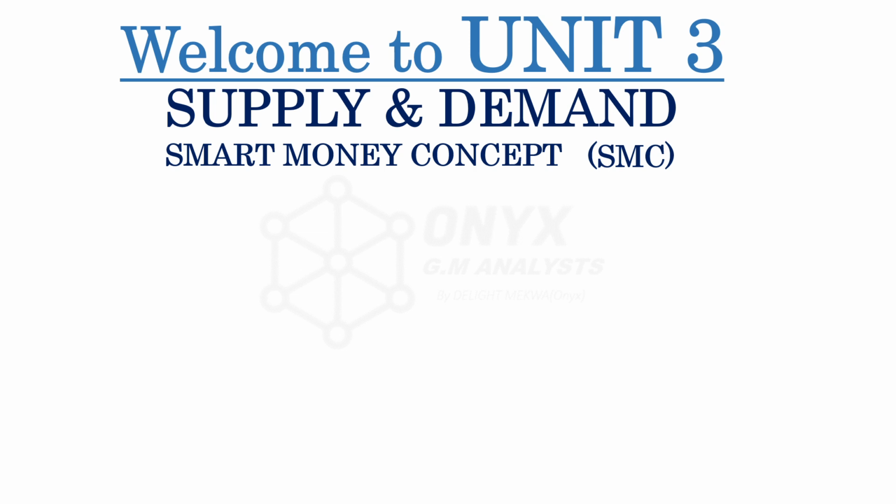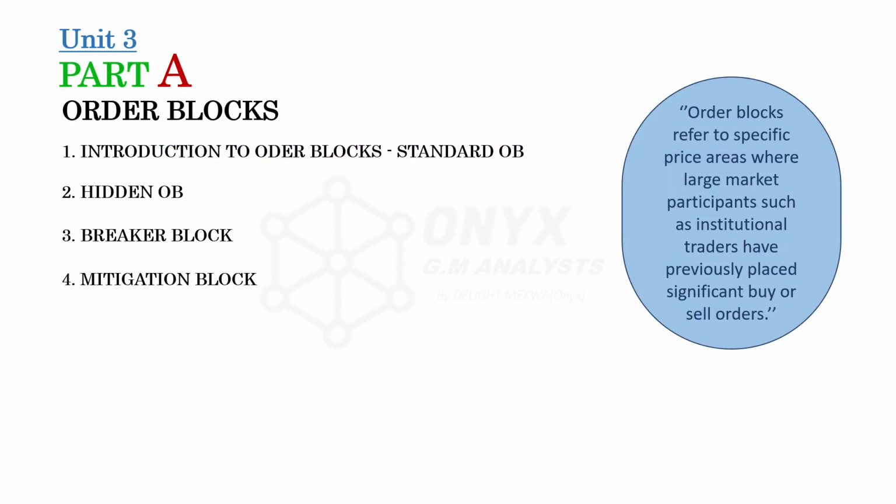Welcome to Unit 3. In Unit 3, we will be learning about supply and demand under the smart money concept. Let us see what we are going to be talking about. In this unit, we have what we call order blocks. We will be introducing a standard order block, a hidden order block, a breaker block, and a mitigation block.